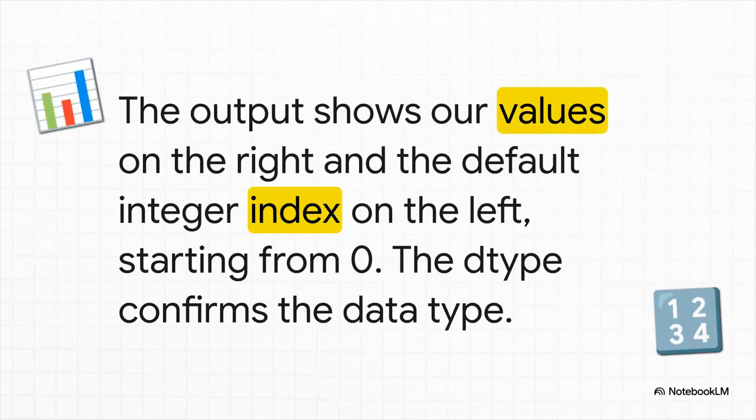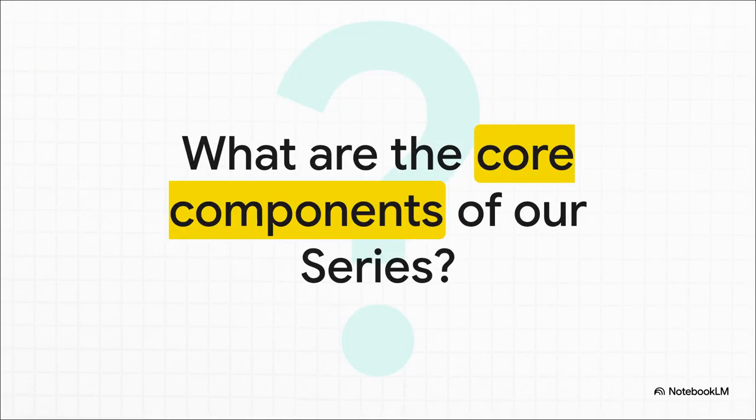So what are we looking at here? On the right side, those are our numbers, the data we put in our list. And on the left, that's the default index that Pandas made for us automatically. See how it starts from 0, just like a Python list. And that dtype at the bottom, that's just Pandas telling us, hey, just so you know, these are all 64-bit integers.